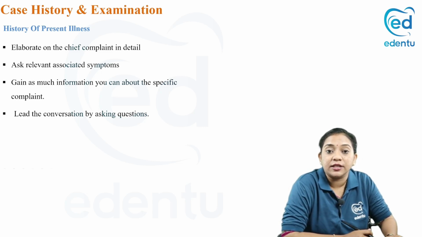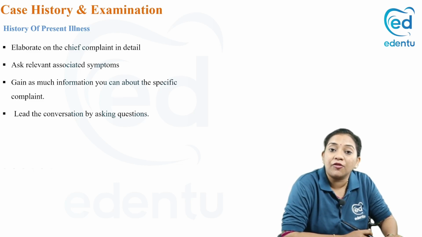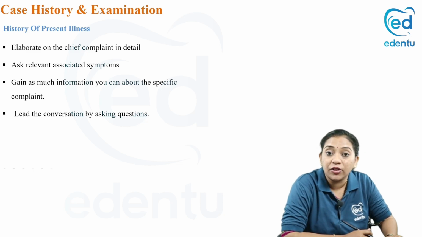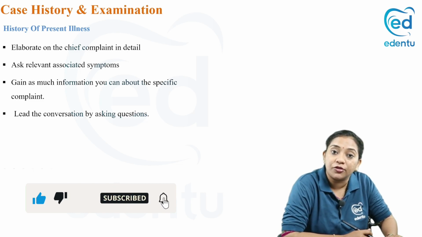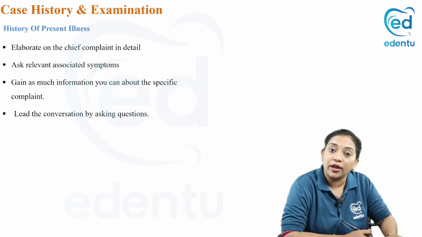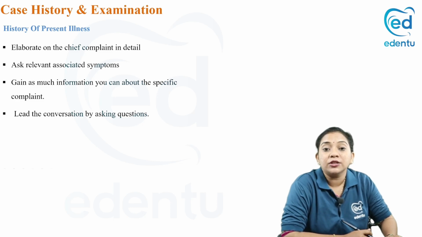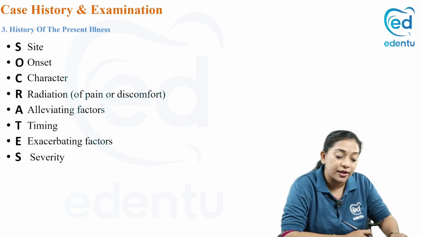So coming to the history of present illness, what you should include here is that you have to elaborate the questions of having the fever, that is how he had it, from when he had it, did he have any aggravating factors, did he have any relieving factors, is it associated with any other symptoms, that is he is having fever, is it associated with cough, body pain, headache. These all should be included in the history of present illness. There you can use medical words, that is up to you. So that is the elaborated form of the chief complaint. The questions which you should include here are site, onset, character, radiation, alleviating factors, timing, exacerbating factors and severity.